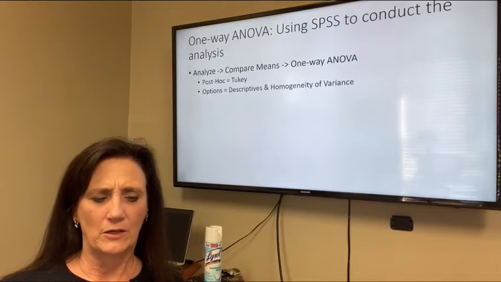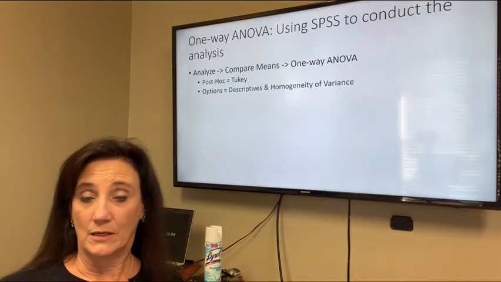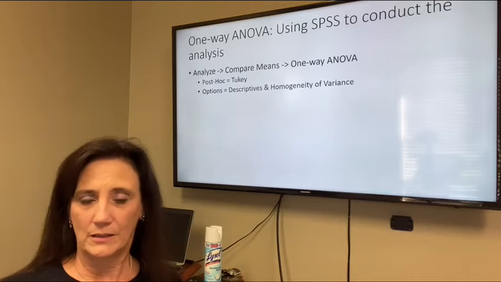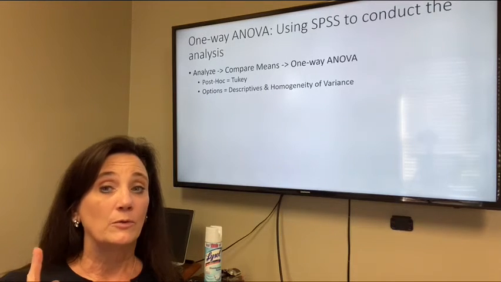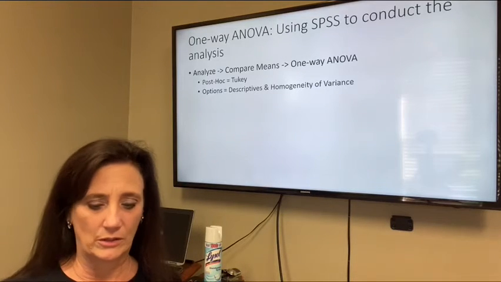You also need to go to Options and click the options to get both descriptives and homogeneity of variance, because if you do not do that, you're not going to get the means for the constructs, and you are not going to get that test of homogeneity of variance. So make sure you click those things.